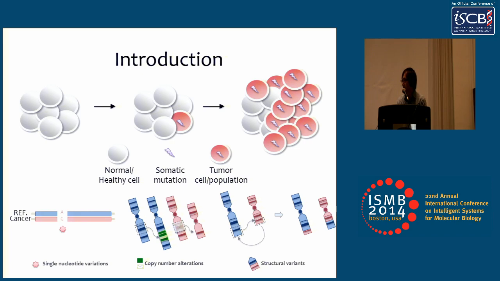or a large genome rearrangement called structural variation. Recent advances in sequencing technology make it possible to characterize these somatic mutations. So today, I'm going to focus on only one type of variation: the copy number aberration.